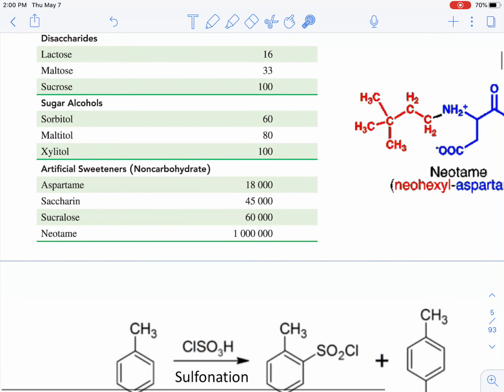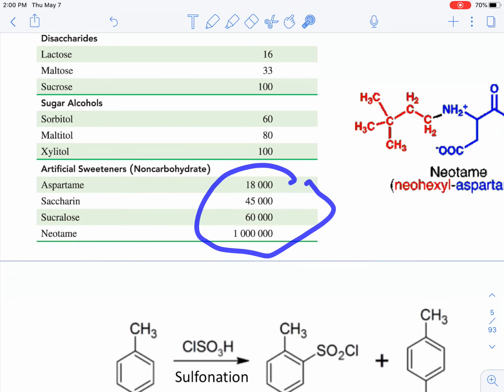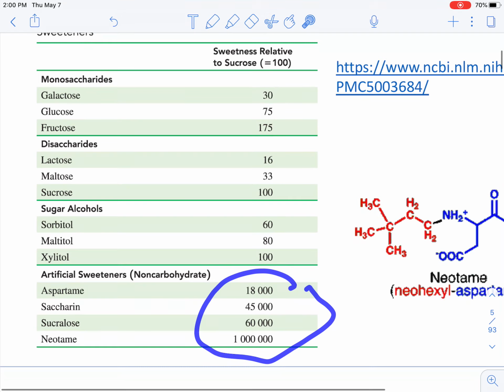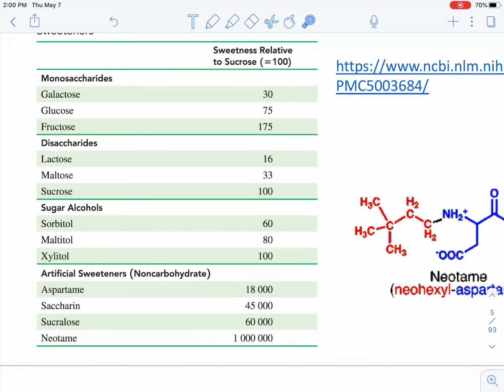Artificial sweeteners such as saccharin and sucralose, notice that the orders of magnitude in their relative sweetness are in the thousands, not in the hundreds. And these non-carbohydrate artificial sweeteners somehow bind onto our sweet taste receptors, these proteins, and induce a stronger signal, if you will, that we in our brain interpret as, oh wow, it's super sweet.